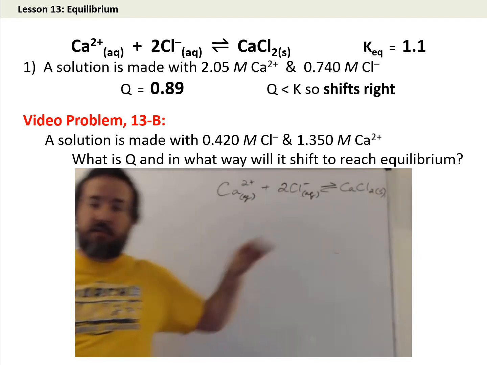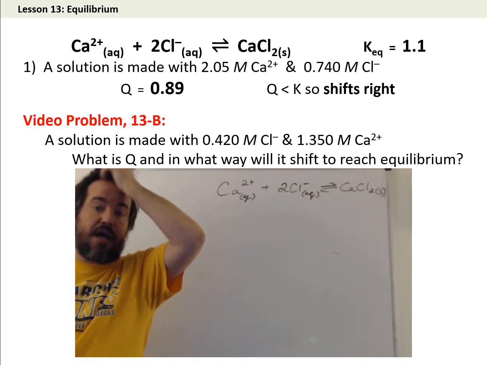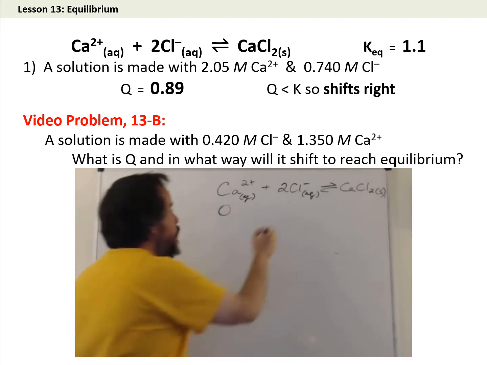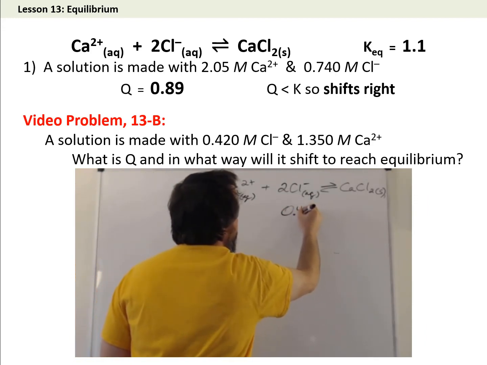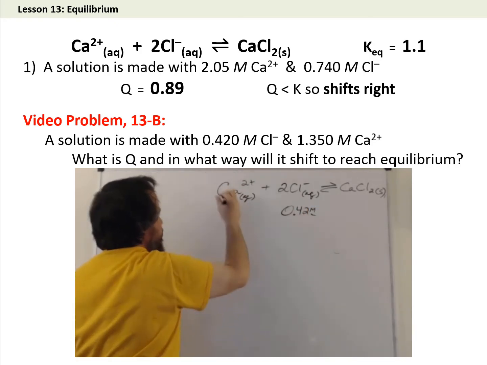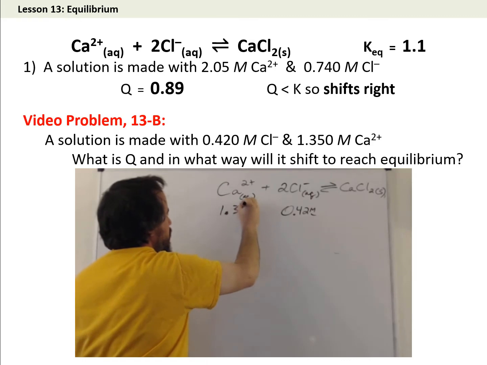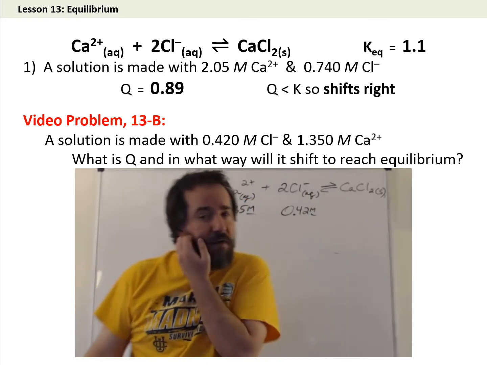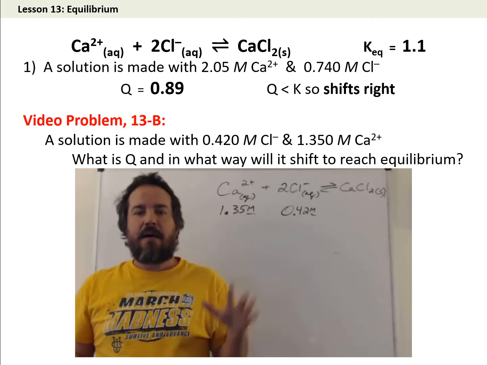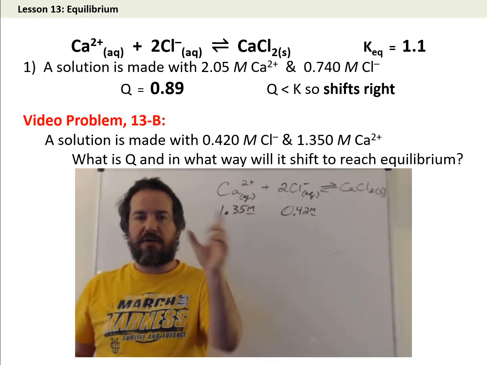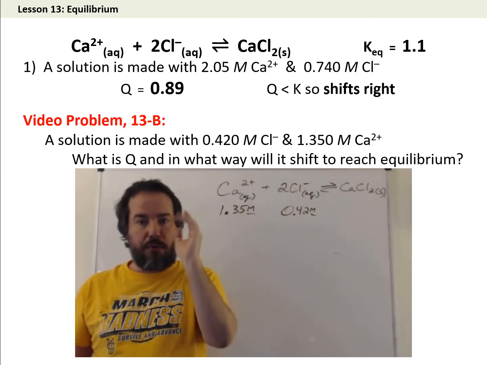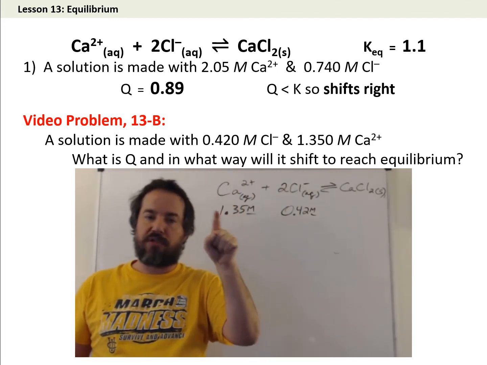Okay, so we have this reaction, and we're told that we have a solution that is 0.42 molar Cl minus and 1.35 molar calcium. Be careful. I remember when I wrote this, I tricked you guys by switching the calcium and chlorine. You can see on the top one, I had calcium first, then chlorine. Make sure you notice which one's calcium and which one's chloride.